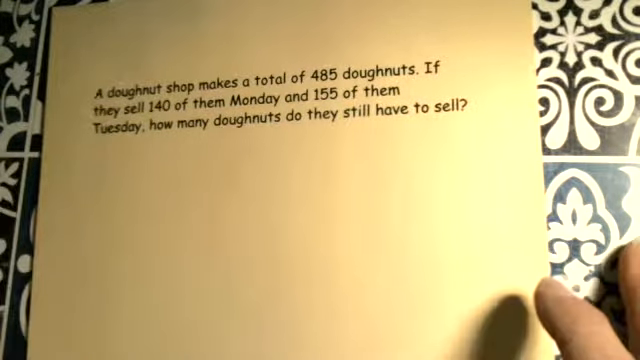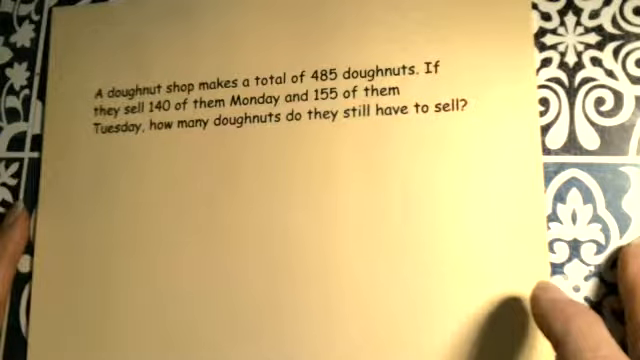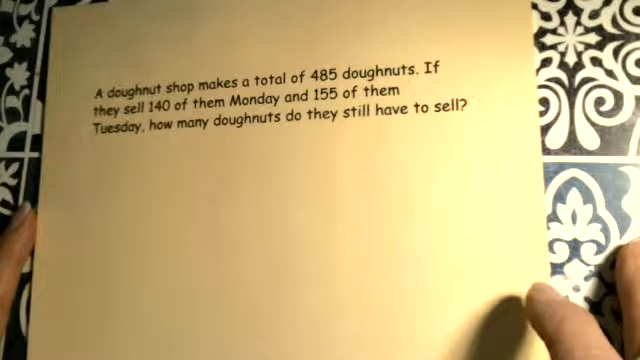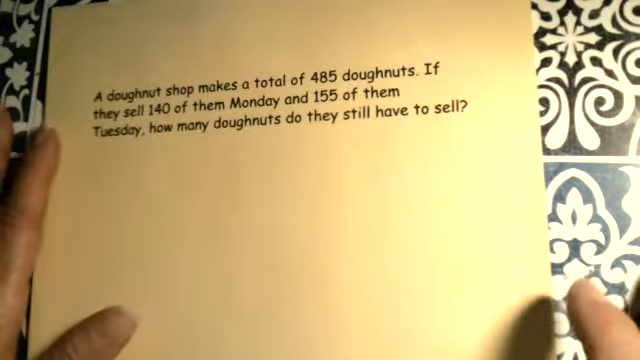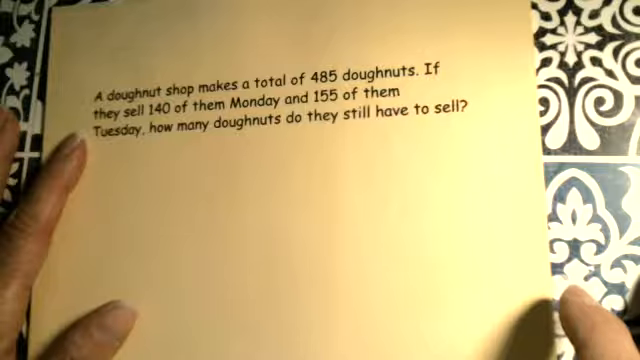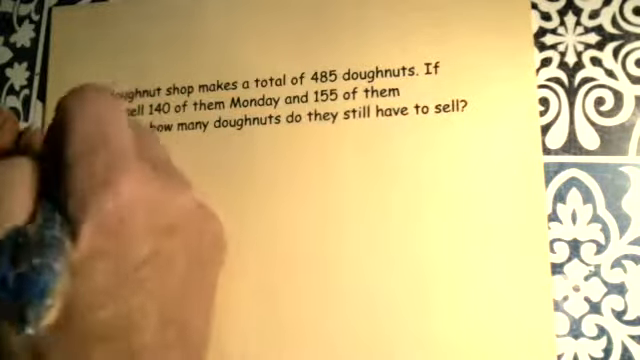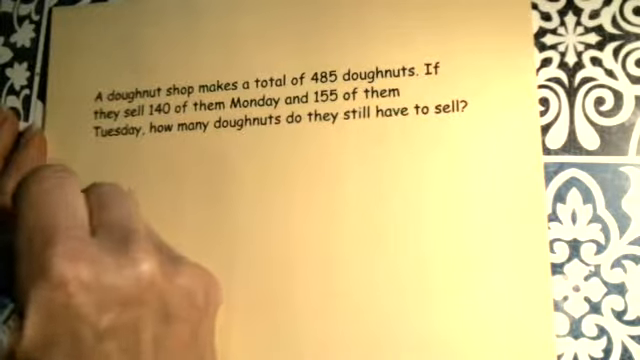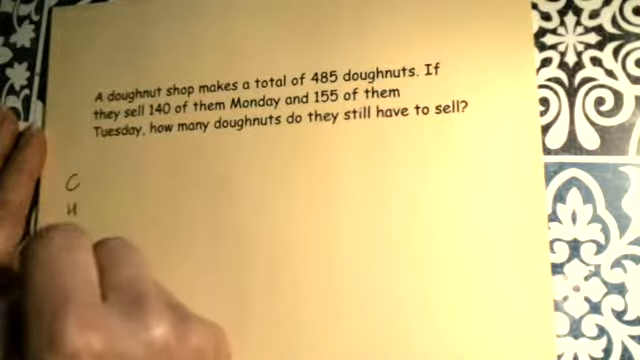In this video, I want to practice solving multi-step word problems and also showing you some different strategies to add and subtract numbers. So, first I'm going to read the word problem. A donut shop makes a total of 485 donuts. If they sell 140 of them Monday and 155 of them Tuesday, how many donuts do they still have to sell? So I'm going to remember my CUBES strategy.